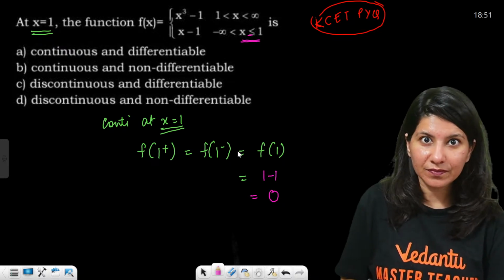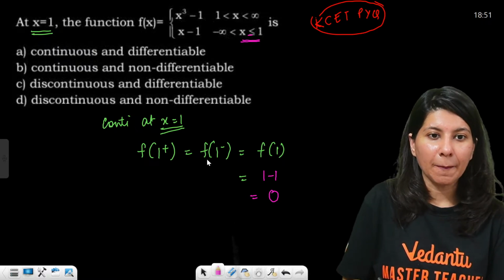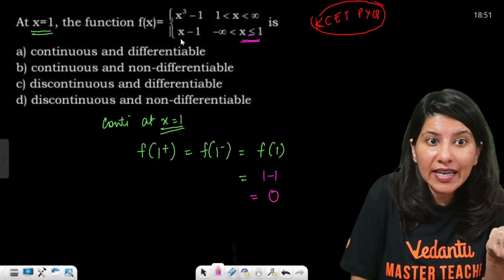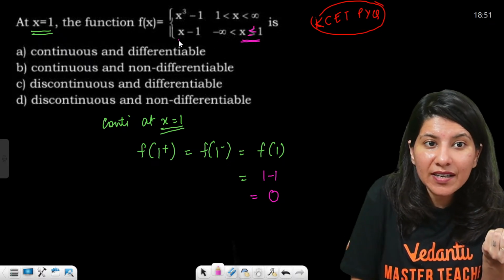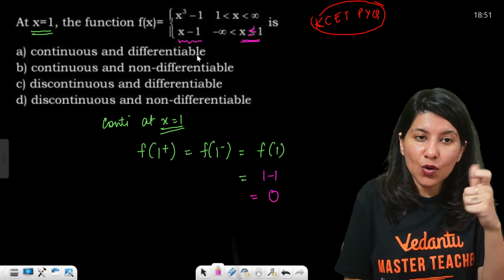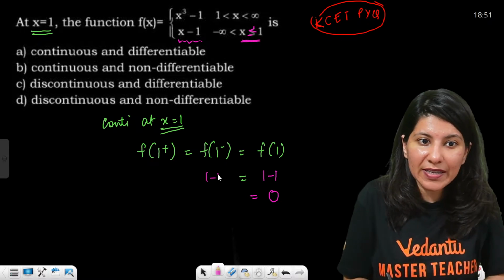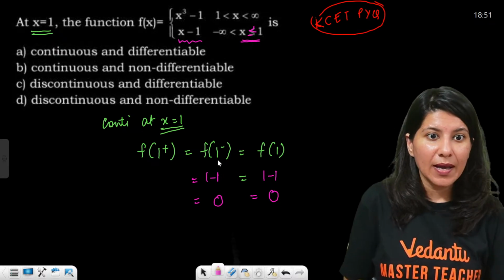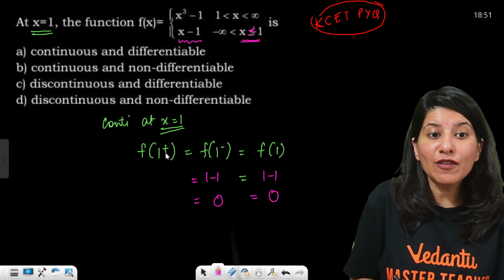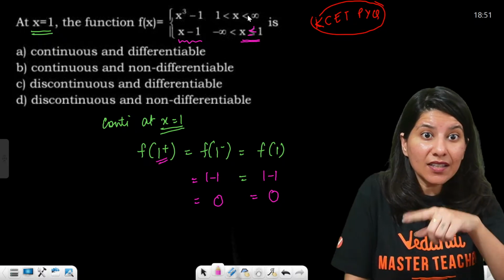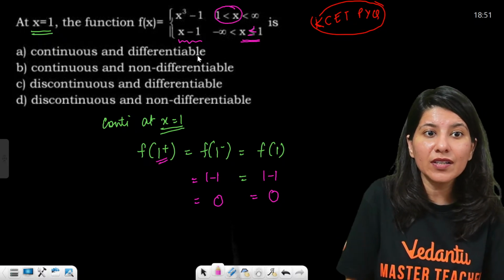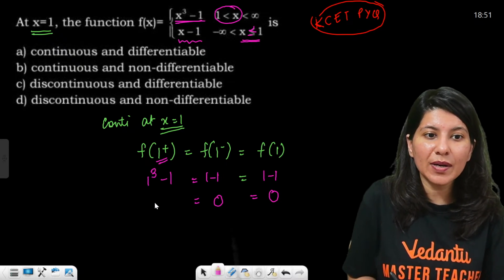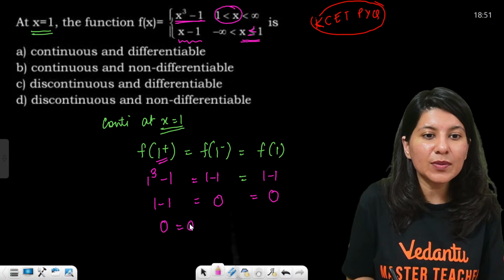Getting it? Alright. Now f of 1 minus, that means x is less than 1. Again you will use this branch. So you have to put 1 over here, 1 minus 1. So this is again 0. Till now we are very safe. But now f of 1 plus, that means x is greater than 1. So you put 1 over here, 1 cube minus 1. So again 1 minus 1, this is 0 equals 0 equals 0.